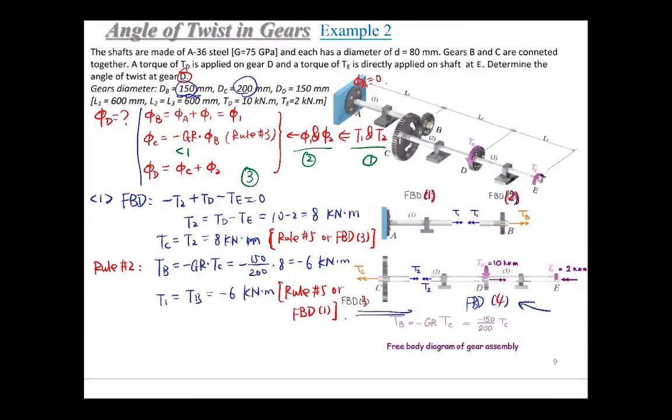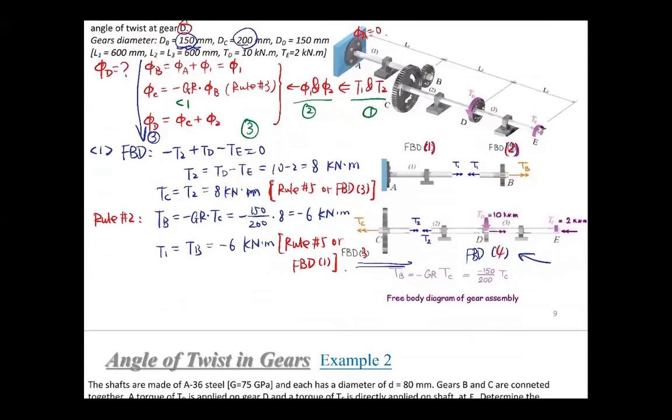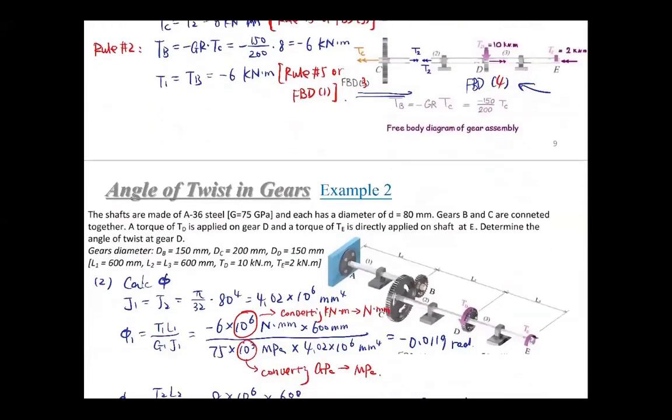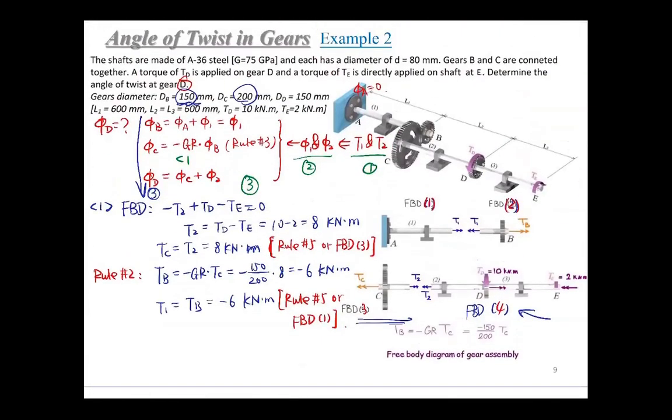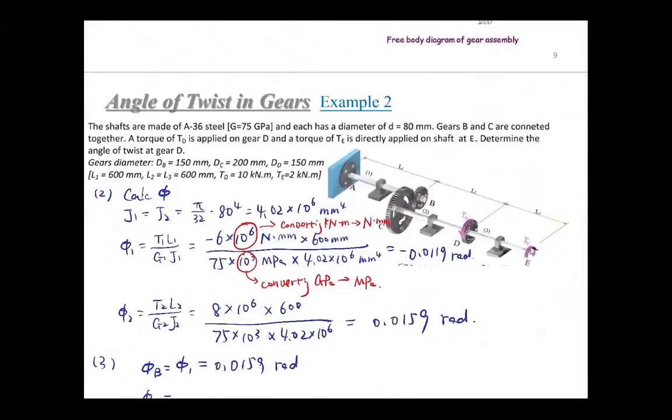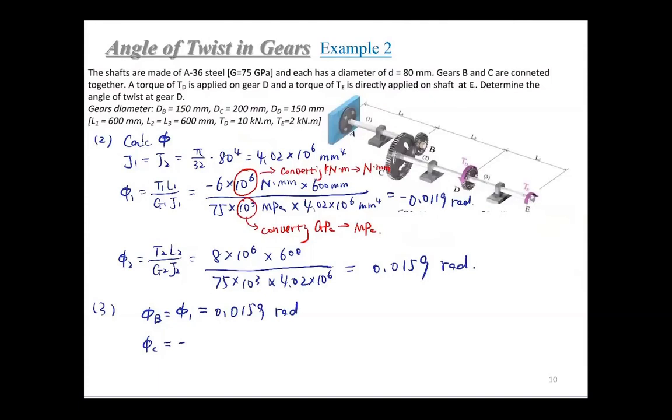Okay, from here to here, this is our third step. So phi b equals phi 1, which equals 0.0159 radian. Then phi c equals a smaller than 1 gear ratio, as analyzed in the beginning, times phi b. That is negative 150 over 200 times 0.0159.